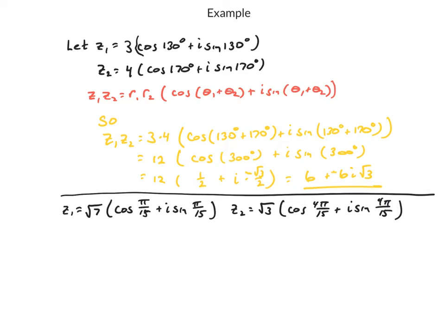What I'd like you to do is pause the video and find the product of the two complex numbers we have here and here. Find that product and express it in rectangular form. So go ahead, pause the video. Once you have that set, come back and we'll talk about what you need to do.